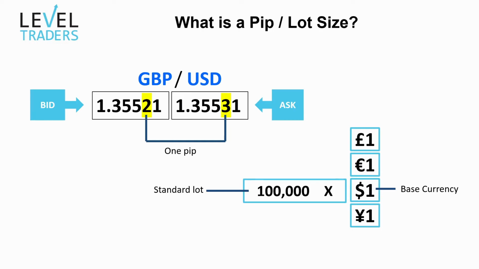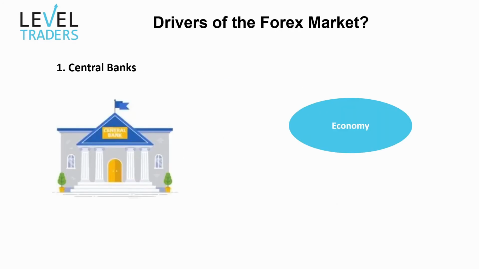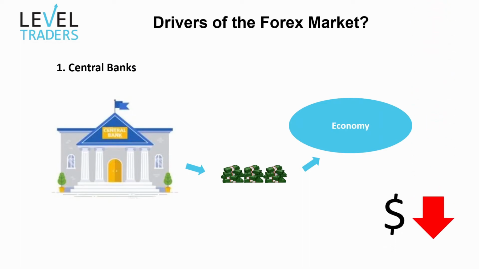Now let's have a look at the drivers of the Forex market. So the first one is central banks. A currency supply is controlled by central banks who can announce measures that will have a significant impact on that currency's price. For example, quantitative easing involves injecting money into the economy, and this can cause the price to fall in that currency due to the increased supply. And you've seen that with the US dollar and the US Fed.